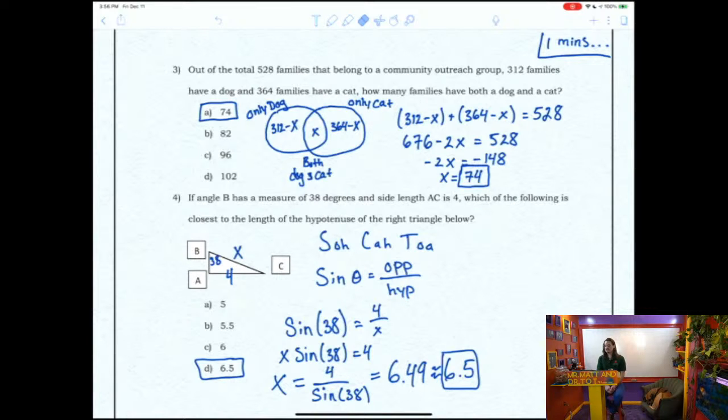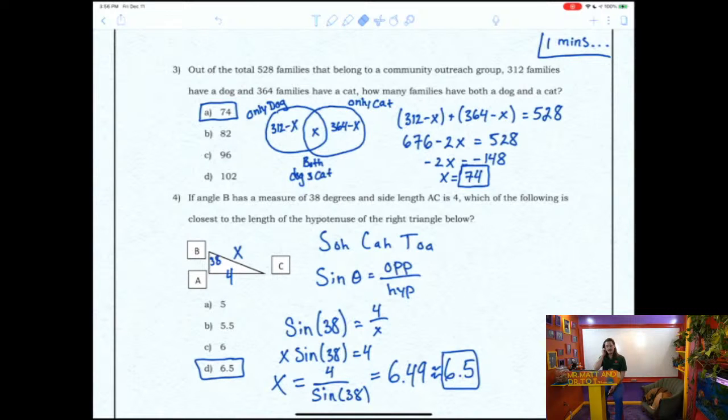For number 4, we need to use trigonometry. So remember the acronym SOHCAHTOA. Sine is the ratio of the opposite side to the hypotenuse, cosine is the adjacent side to the hypotenuse, and tangent is the opposite side to the adjacent side. So here we are given the angle measure of B, and we're also given side length AC to be 4, and they're asking about the hypotenuse.